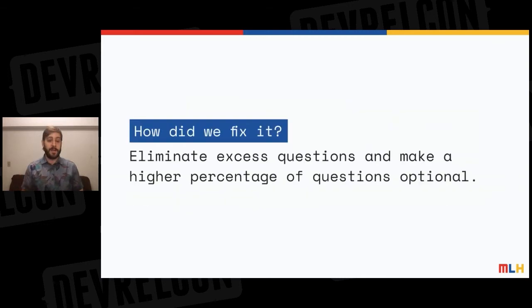And so we started eliminating questions and making a higher percentage of questions optional, which really did help this problem and may have disappointed some of the marketing analytics folks, but certainly increased the developer experience.